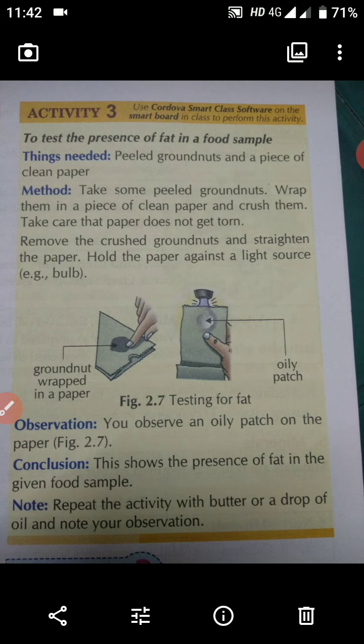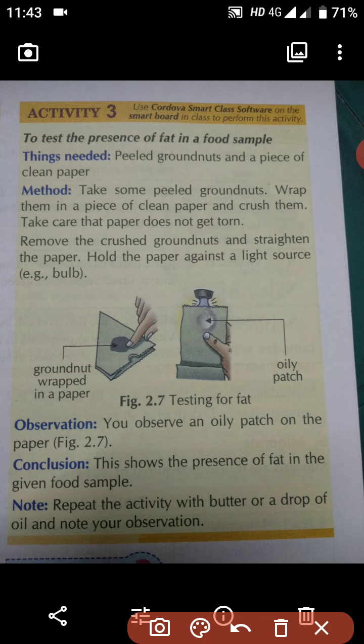Now we are going to see activity 3. Try to look at activity 3 properly and then understand it. In order to test the presence of fat in a simple food, today we are going to test the presence of fat in a food sample. For this we need only two things, that is peeled groundnuts and a piece of clean paper.